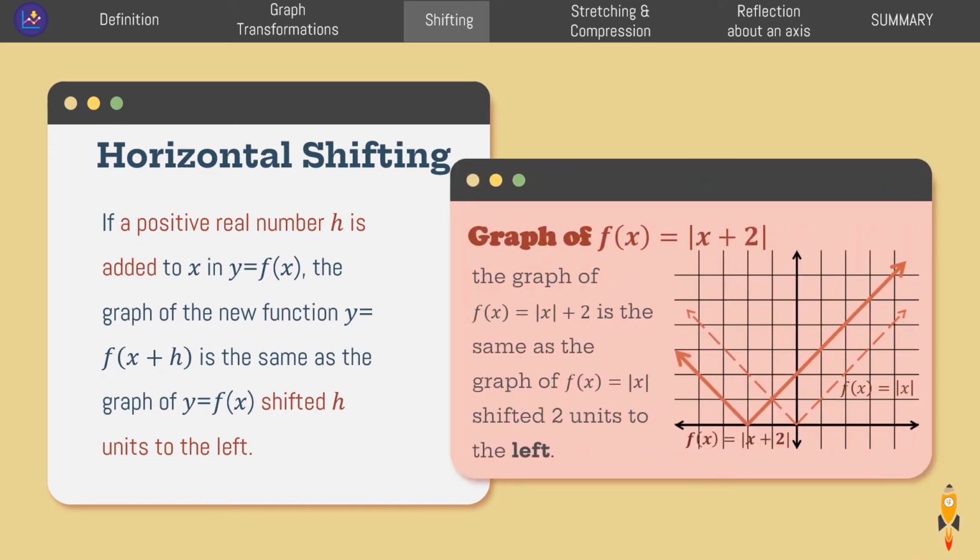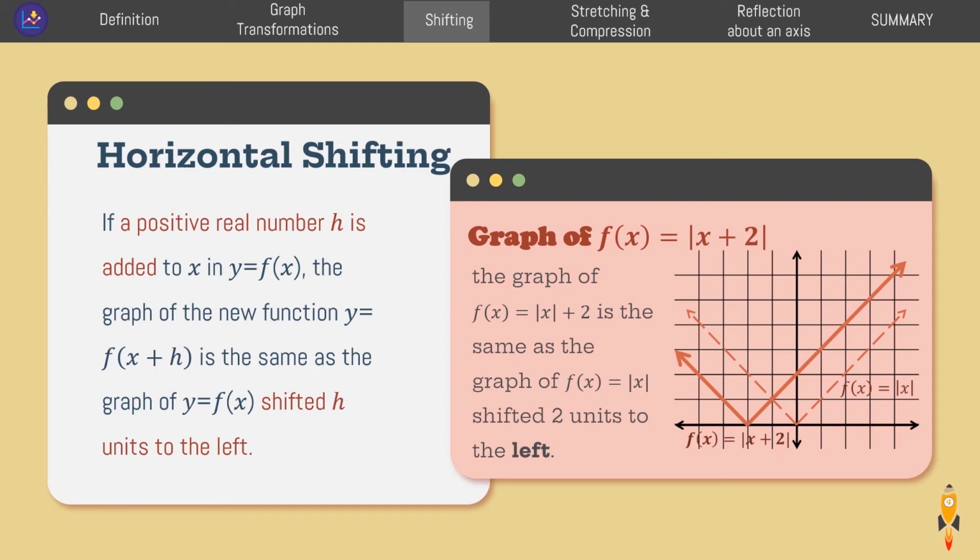Example: sketch the graph of f(x) = |x + 2|. Solution: in f(x) = |x + 2|, positive real number 2 is added to the variable x in f(x) = |x|. Therefore, the graph of f(x) = |x + 2| is the same as the graph of f(x) = |x| shifted 2 units to the left.